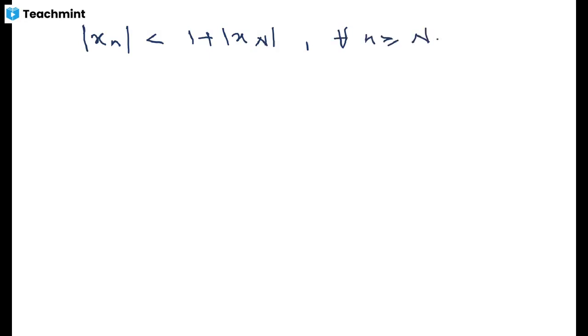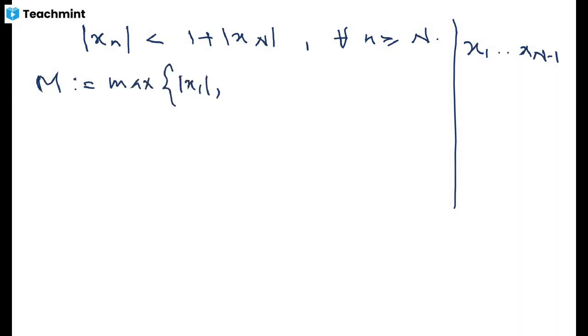So we have these terms less than this bound, but there are still terms about which we know nothing, the terms x1 up to x_{N-1}. We do not know whether their absolute value is also less than or equal to 1 plus |x_N| or not. For that, let us choose a number M, which is the maximum of the absolute values of x1 up to x_{N-1}, and also this number 1 plus |x_N|.